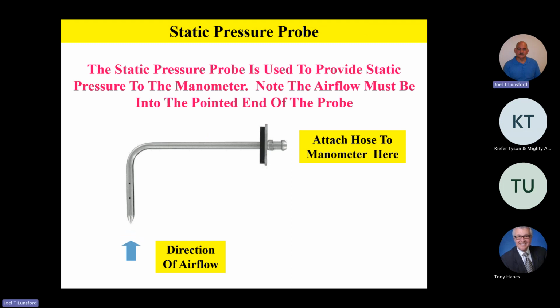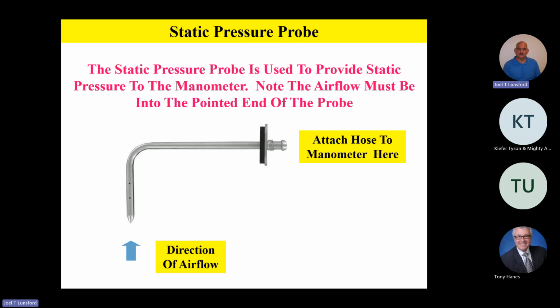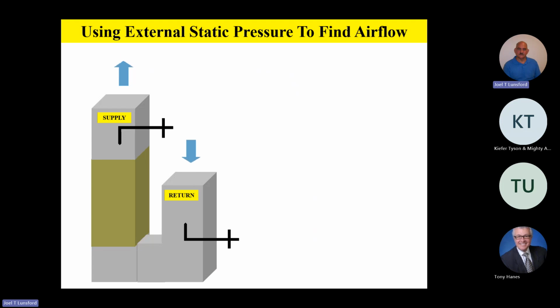Now the static pressure probe is used to provide that static pressure to the manometer. You'll notice that static pressure probe has got some little holes in it. It's got a pointy end, and you always want to remember that the pointy end of that static pressure probe goes into the airflow stream. It doesn't matter if it's supply or return. You're going to have to position it so that the pointy end always goes into the direction of airflow. You're going to attach the hose from your manometer to that other side on the static pressure probe. If you guys take a look at this, these are the proper tools you have to have. Again, one more time, you're going to have a digital manometer. You're going to select the port you're going to use, and then you're going to hook that hose to this static pressure probe. As you do that on your unit, there's an example of how you'd hook that up.